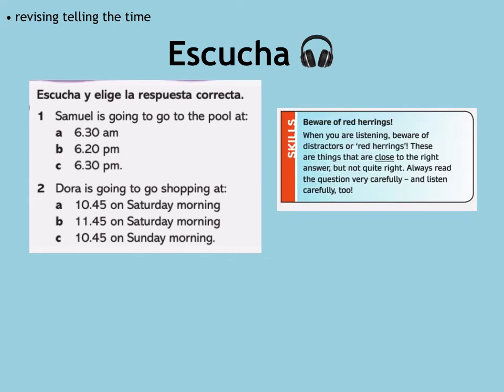But quick, before we do that, little tip. Red herrings. Do you know what a red herring is? It's like a false friend. It's where they try and trick you. Sometimes people call it a distractor. When you're listening, beware of distractors or red herrings. These are things that are close to the right answer, but they're not quite right. So always read the question very carefully and listen carefully too. Okay, I'm going to play the recording now. You'll hear it twice. Buena suerte.